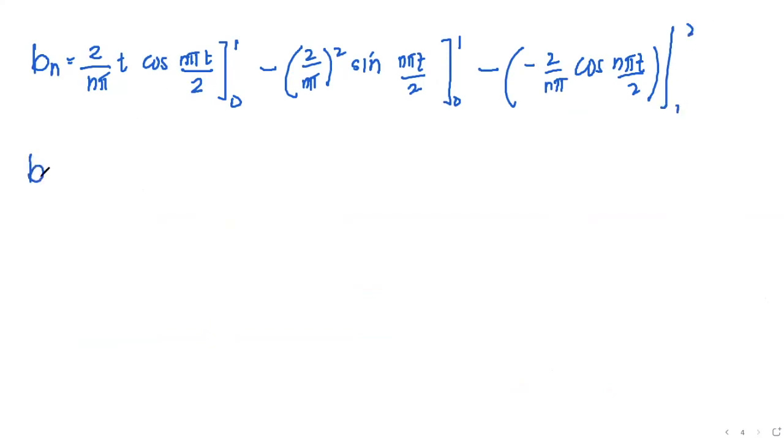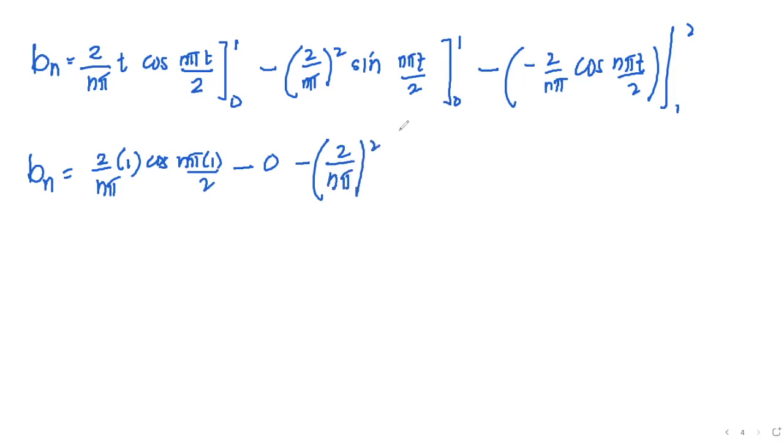The next step is to apply the limits: upper limit minus the lower limit. Here in our first term, you have 2 over n pi times 1 cosine of n pi times 1 over 2, minus the lower limit, which is 2 times 0. So you have 0 for this term. Then for the second term here, applying the limits, 2 over n pi squared, sine of n pi times 1 over 2 minus the lower limit, 0. Sine of 0 is 0.